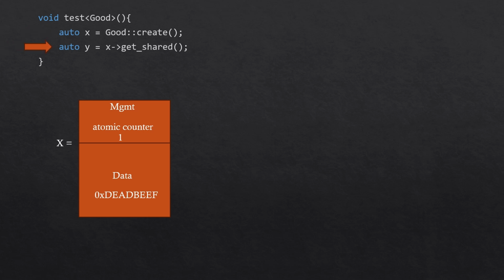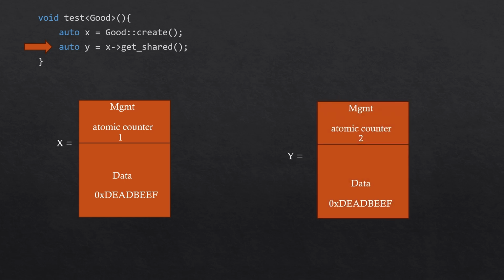Then in line Y, when we are using X get shared, that is using shared from this, we are creating a new Y pointer with an atomic counter of 2 that points to the same area. That means that both pointers have the same management area, the atomic counter in both is 2, and the data area is exactly the same. That means when the pointers are deallocated, the first one will just decrease the atomic counter of the shared pointer, and the second one will decrease the atomic counter and then deallocate the data itself.